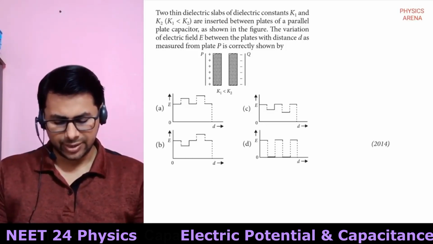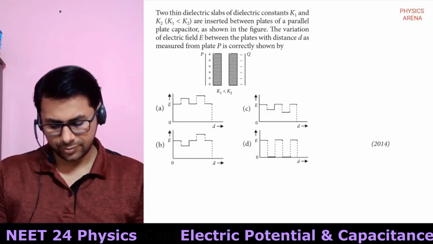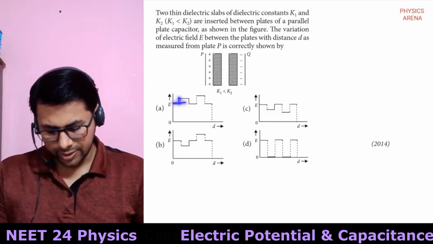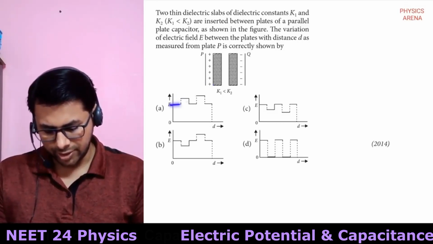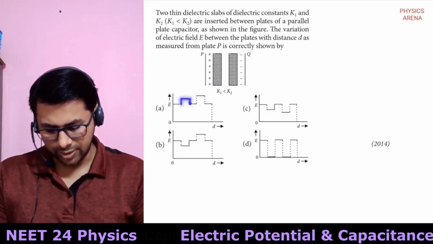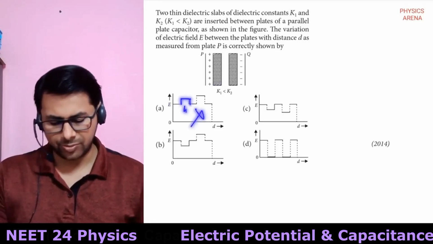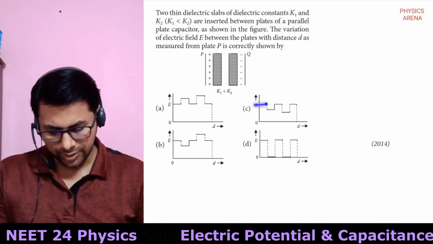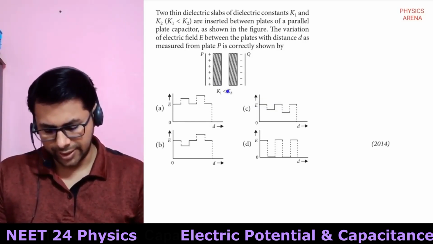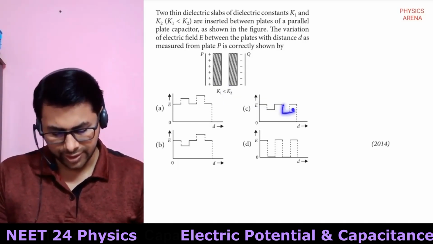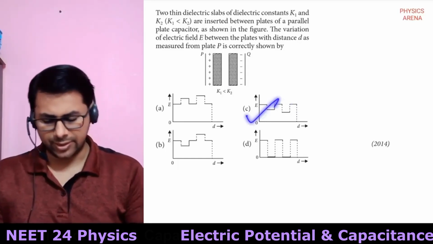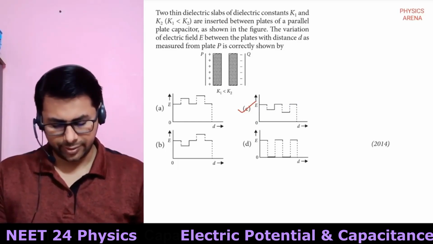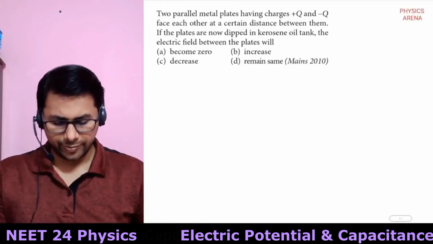Where is it decreasing? In the first one, see from here to here, it's this much. Then wherever you are inserting a plate, here it's increasing, so this cannot be correct. In this one, it is decreasing, and K2 is more, so it is decreasing more. So this one is correct, right? Option C. So this is simple.